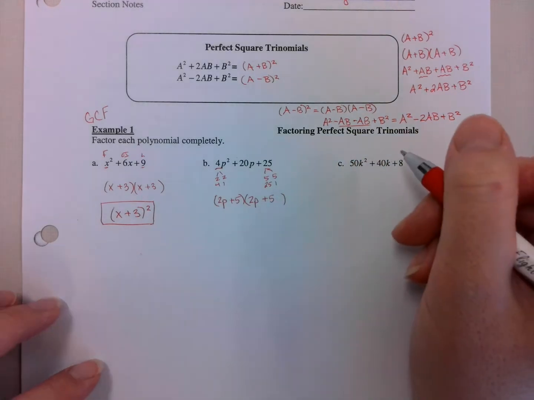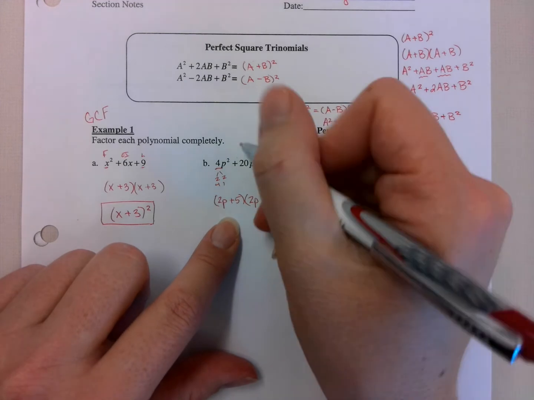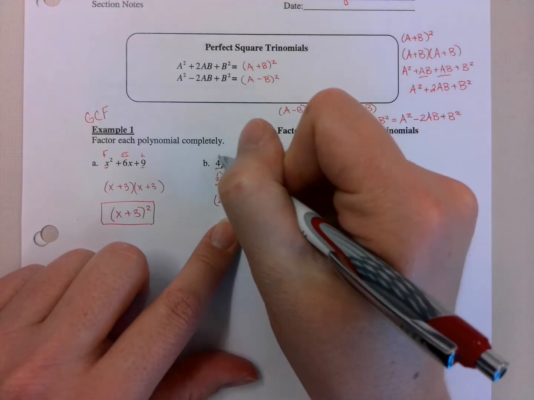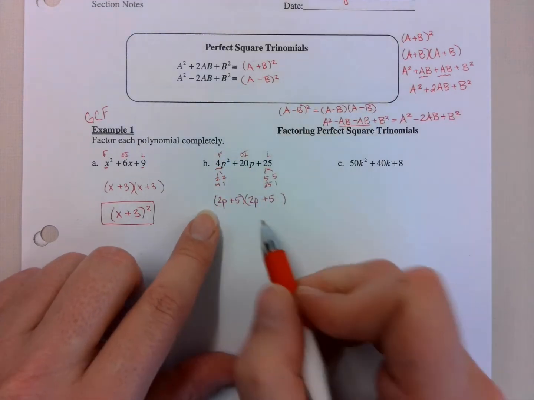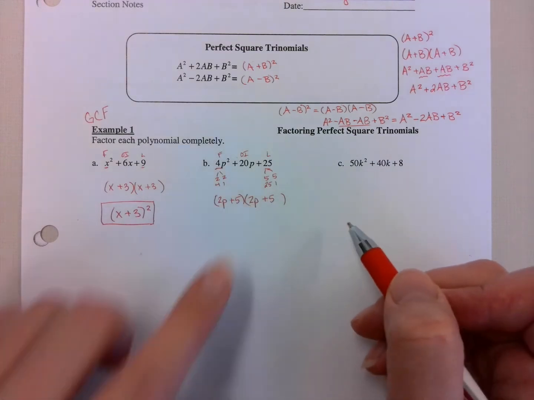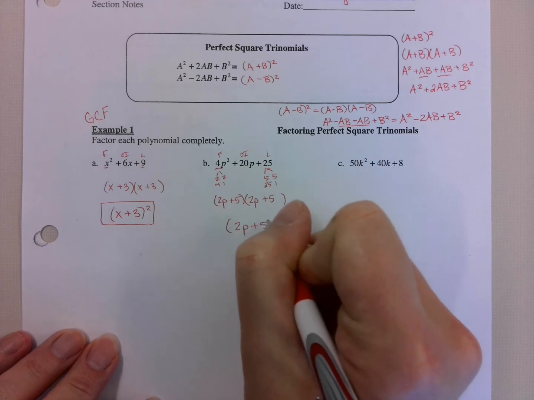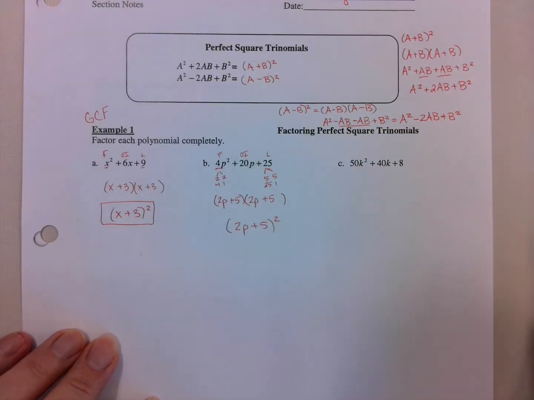Now double check. Again, we know the first works, we know the last works, but you need to check that outer and inner. So you're always wanting to double check. So 10p and 10p, there's your 20p. To get full credit, (2p + 5) quantity squared.